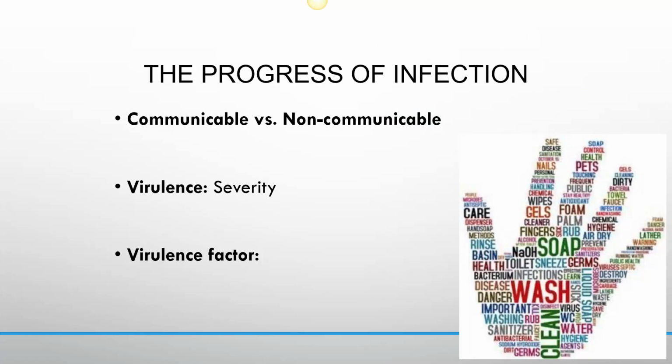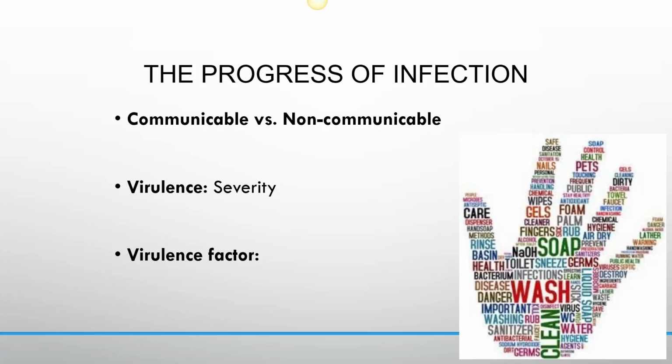Communicable versus non-communicable diseases. So communicable can be spread from person to person in a community. Non-communicable cannot. So an example of a communicable disease would be the flu. If someone comes into our classroom and they have the flu and nobody else is vaccinated for the flu, then it's likely that other people can get the flu from that person. So that's a communicable disease.